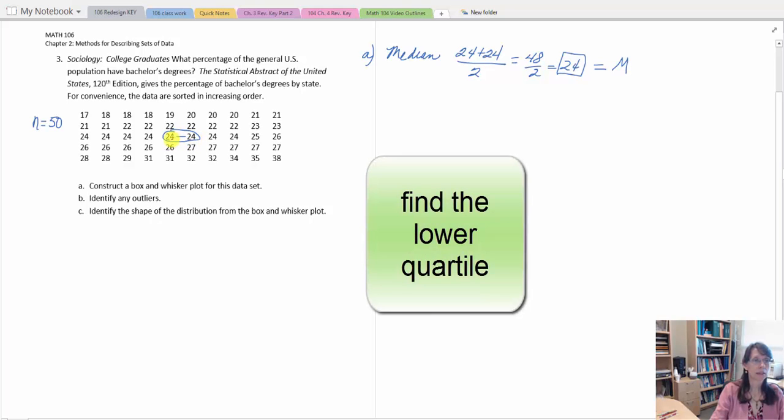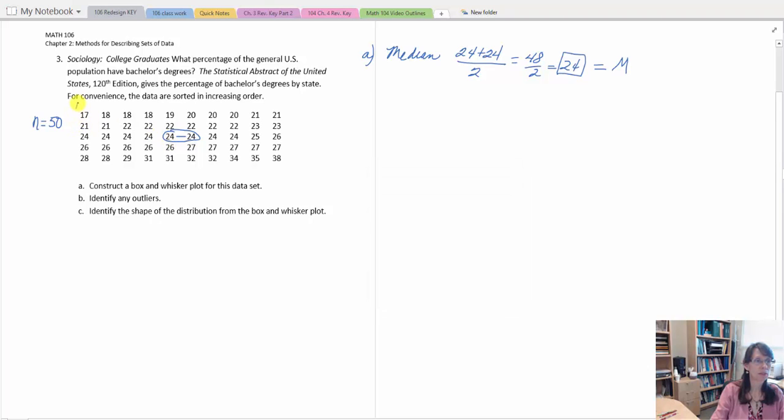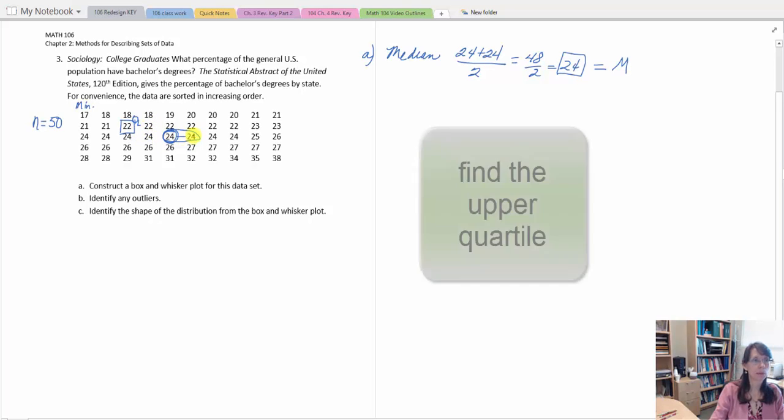So basically that is finding the median again, but we're starting at our minimum value of 17 and working our way to this first number 24 right here that I'm circling. There are 25 measurements, including 17 to this number 24. So halfway is going to be measurement number 13. So measurement number 13, I'll put a box around that and label that as Q sub L for the lower quartile.